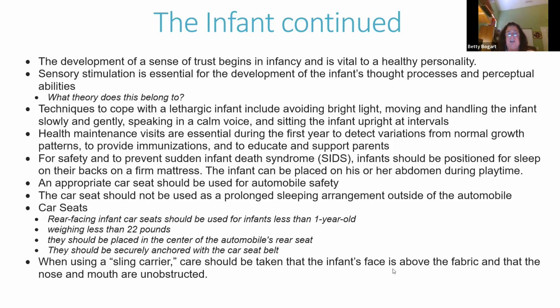Car seats should be rear facing until a kid weighs 22 pounds, and especially if less than age 1. And this is something that's new and in your book. They should be in the center of the car, not on the right or left side. Most parents put it on the passenger side in the back so they can turn around and see it, right? It's not recommended anymore. You put it in the center, okay? And make sure that they have a really secure car seat belt on so it holds them into place.